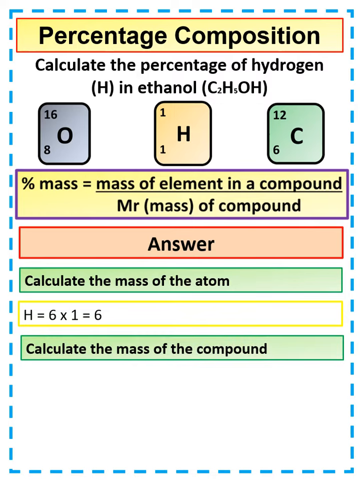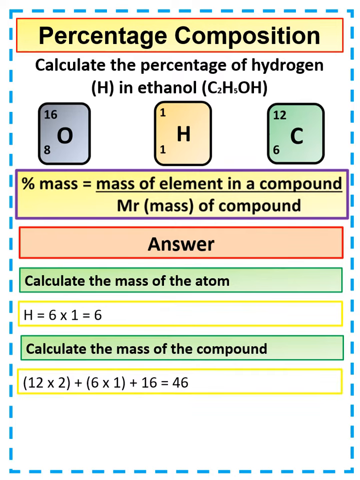We then need to work out the mass of the compound. So we've got 2 lots of carbon, so we're going to do 2 times 12. We're adding to that 6 lots of hydrogen, so that's 6 times 1. And then we're adding to that 1 lot of oxygen, which is 16, to give us a total mass of 46.